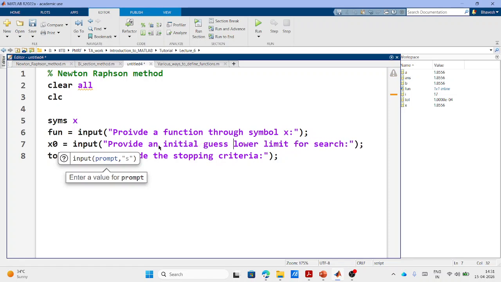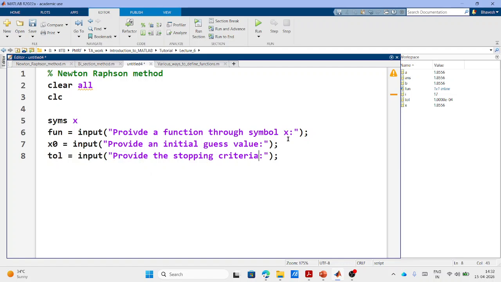provide an initial guess value. Okay. And provide the stopping criteria.